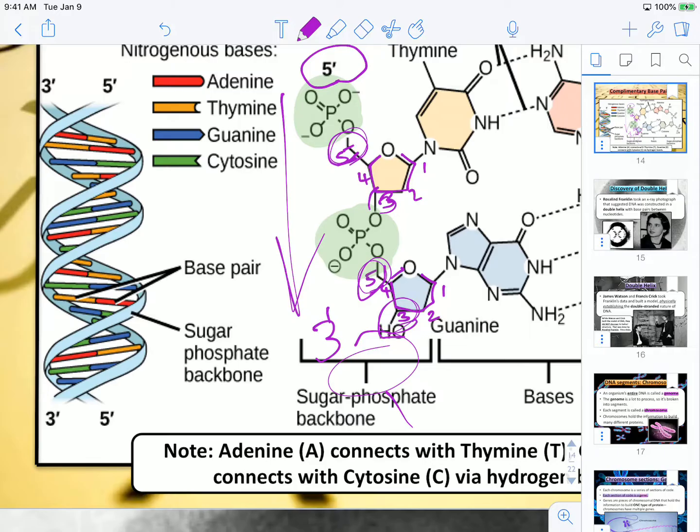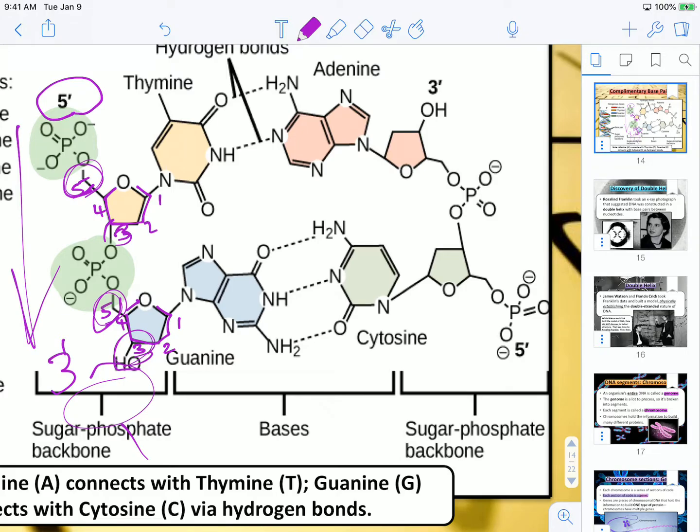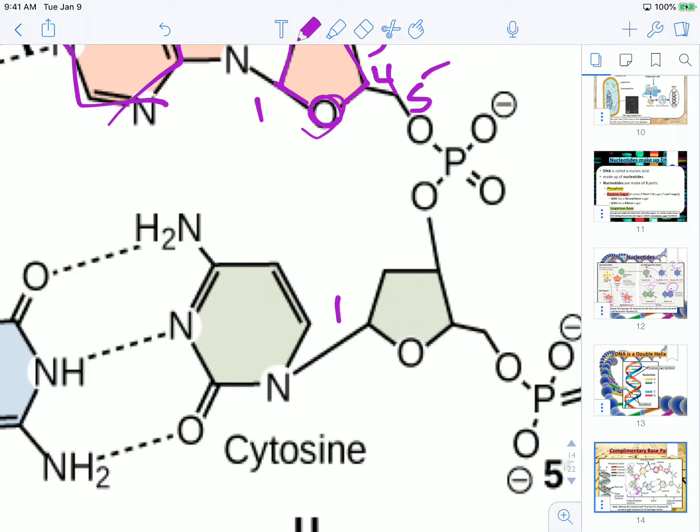Now in this case, when we built our models, we had to have it flipped over. The reason you have to have the other side flipped over is so the nitrogen base pairs can bond, otherwise they won't be able to bond. And to make that happen, our sugar gets flipped over, so the oxygen on top is now facing the bottom side. So let's label our carbons. 1, 2, 3, 4, 5.